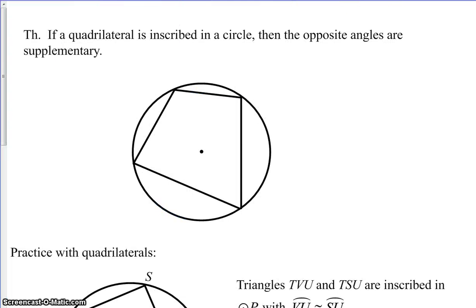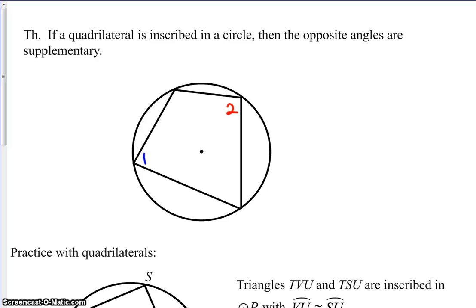Now, let's take a look at our next theorem. This one's a little bit trickier. It says, if a quadrilateral is inscribed in a circle, then the opposite angles are supplementary. So let's just name two of the angles in here. I'm going to name this one 1, and I'm going to name the opposite angle 2.